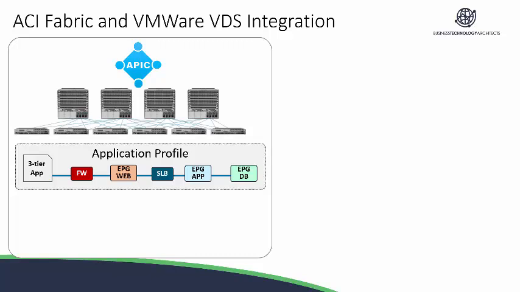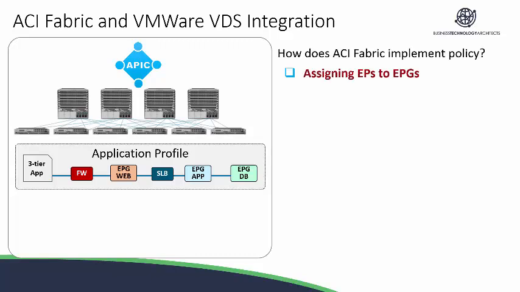So VMM applies the network configuration by placement of VNICs into port groups in VMware, VM networks in Hyper-V, networks in OpenStack. EPGs are exposed to the VMM as a one-to-one mapping to the port groups. So just like you would run any single port group. If you actually take a look, the application profile has our three-tier app, firewall, load balancer, and EPGs. So how does the ACI fabric assign an endpoint to an endpoint group?